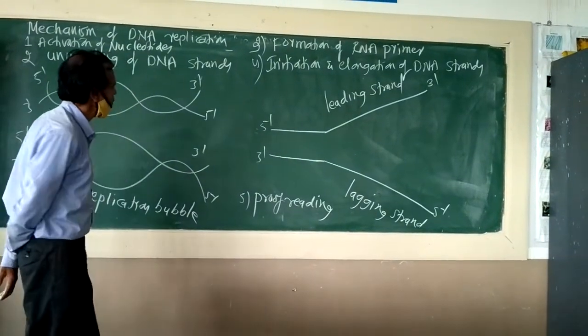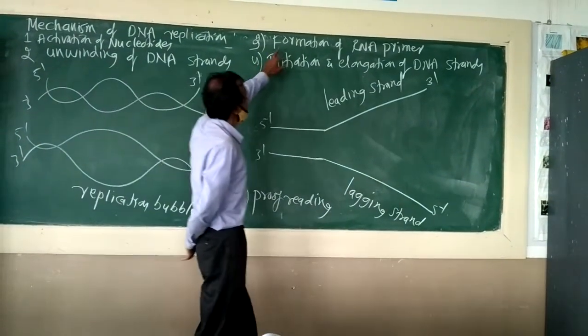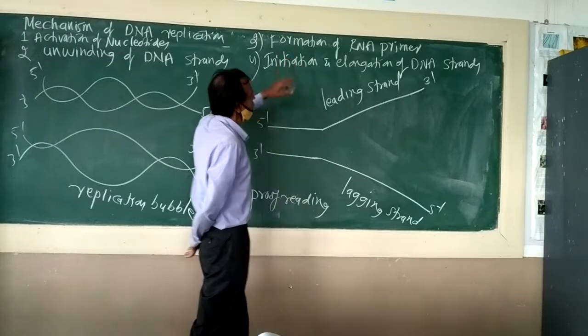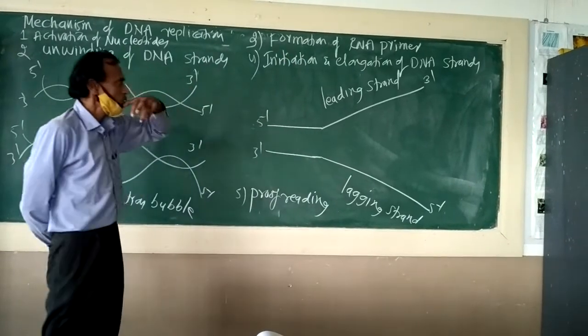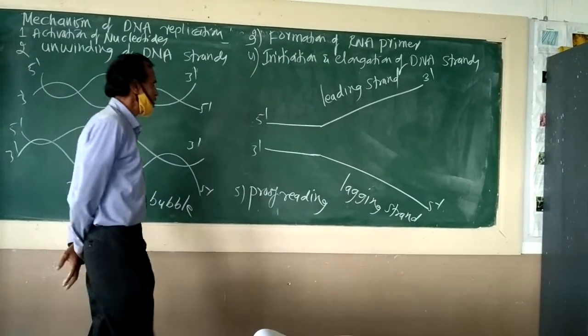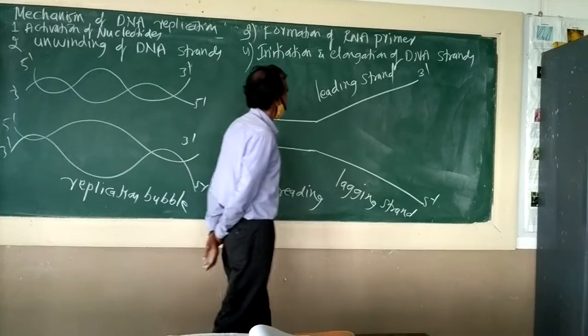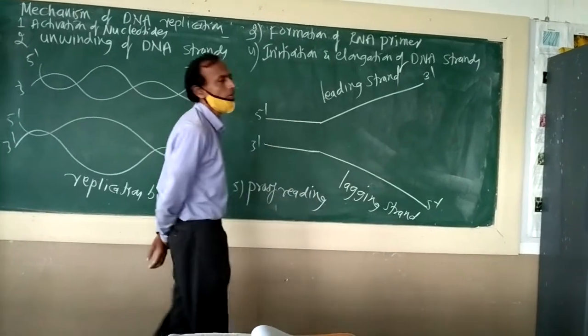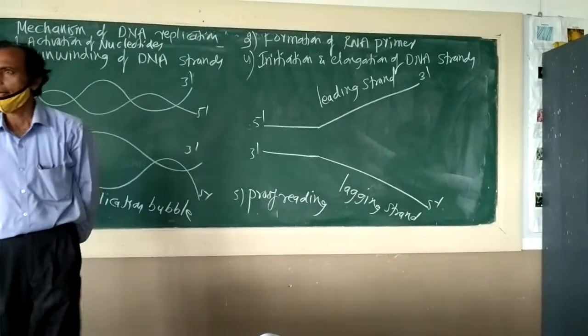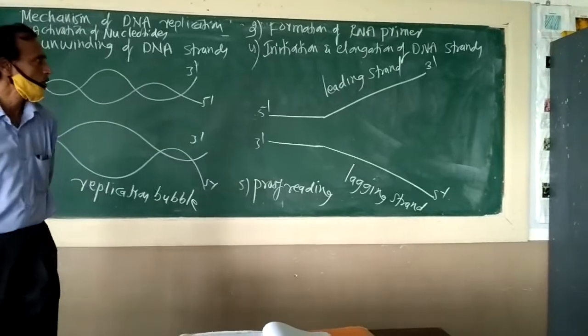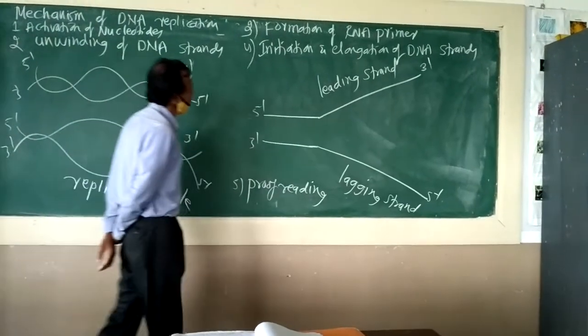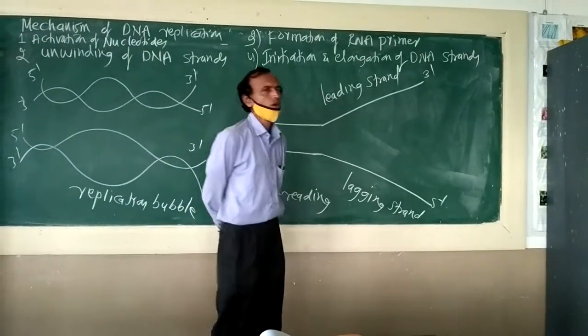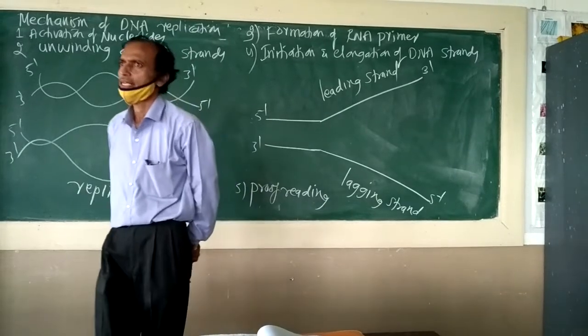In the next step, primers are to be produced. They are also called RNA primers. During new DNA synthesis, initially primers are needed, RNA primers, that are prepared by the enzyme primase. Primase enzyme produces RNA primers or primers. Primers are short segments of RNA.